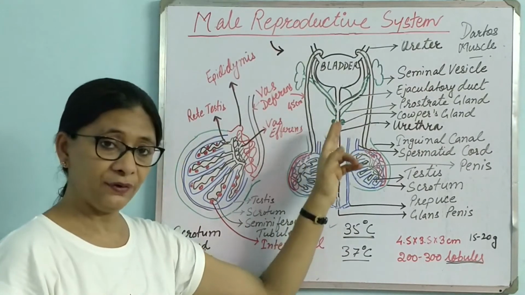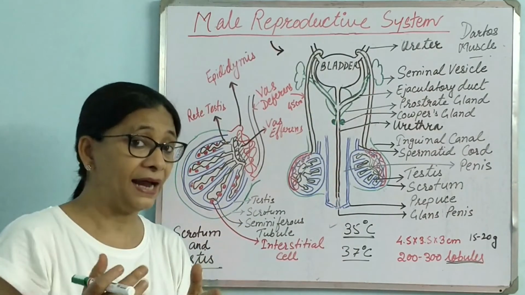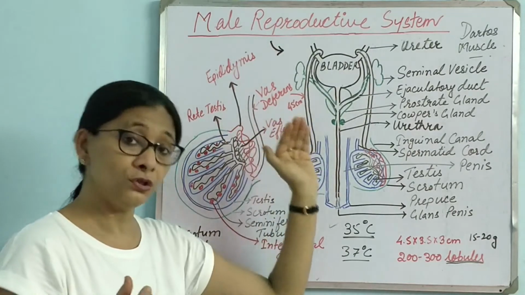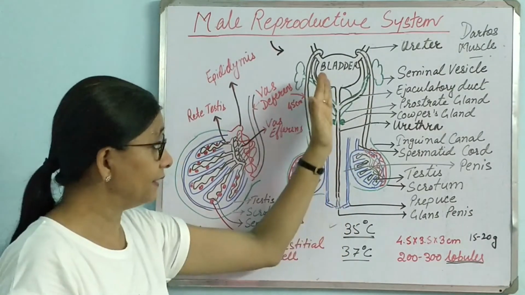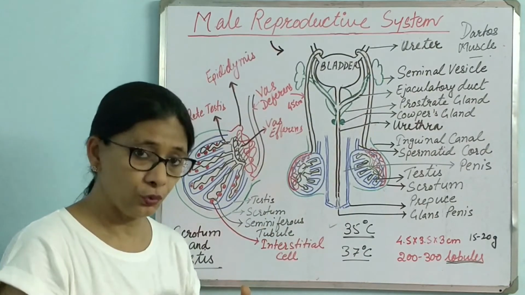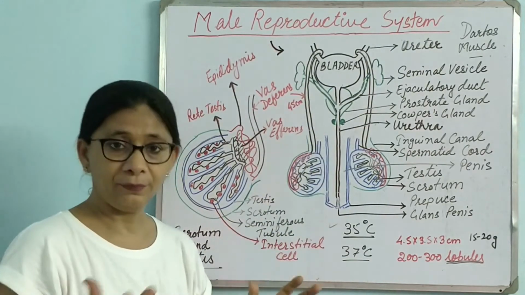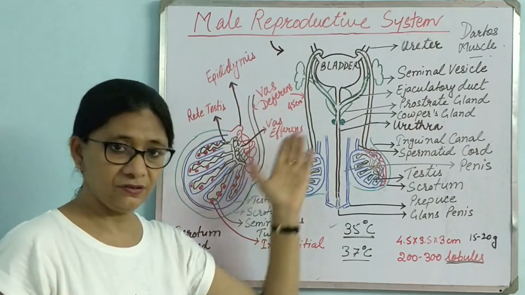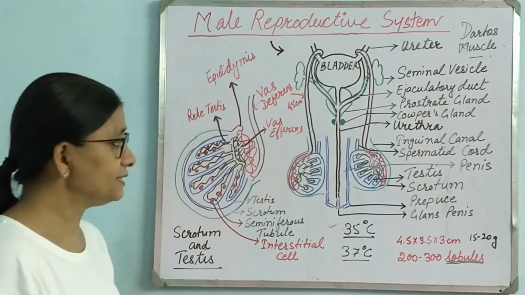The place where it unites, there is yet another gland, the prostate gland, which also opens into the urethra. And after that there is yet another gland, Cowper's gland, which also opens into the urethra. Then the urethra enters the penis, and this is the whole story of the male reproductive system.